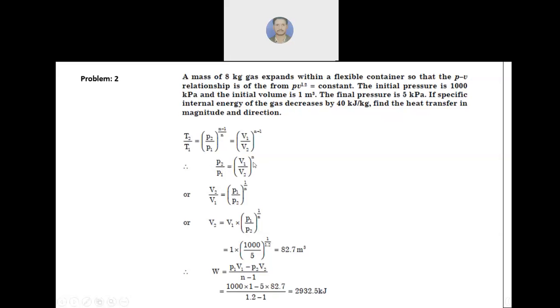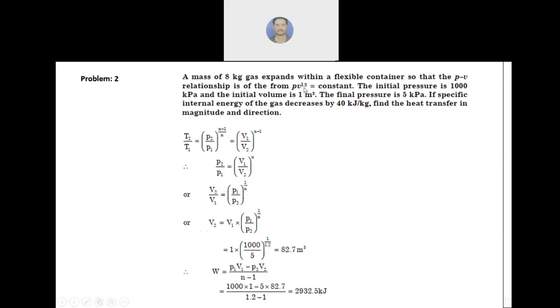If you rearrange this, you will get V2 equals V1 into (P1 by P2) whole to the power 1 by n. This is the relationship between pressure and volume for a polytropic process. Now, V1 is how much? 1 meter cube, given in the question. P1 is 1000, P2 is 5, and n is given as 1.2.